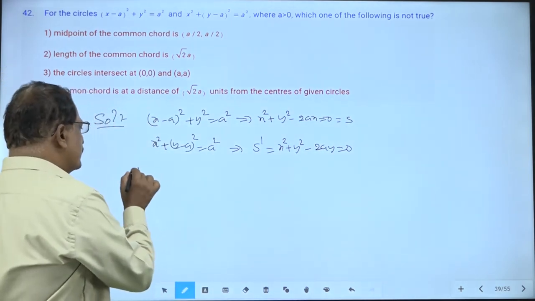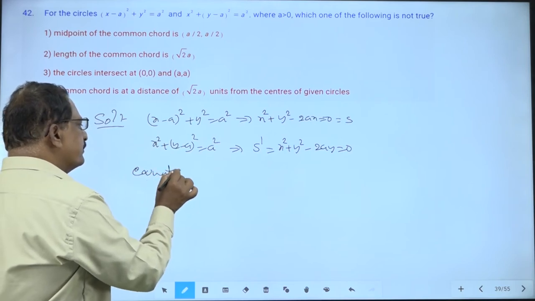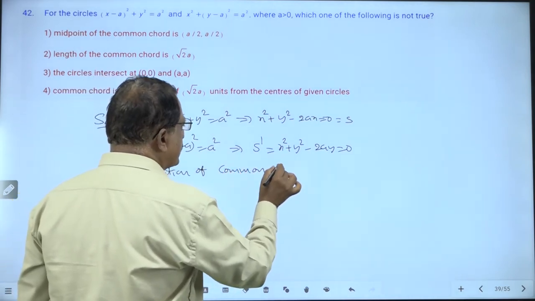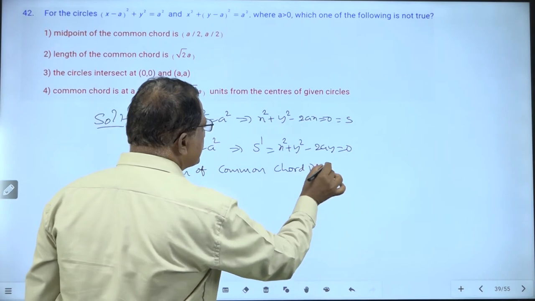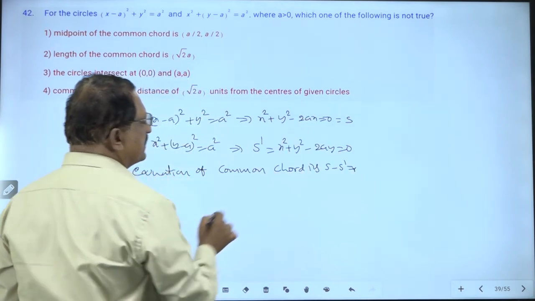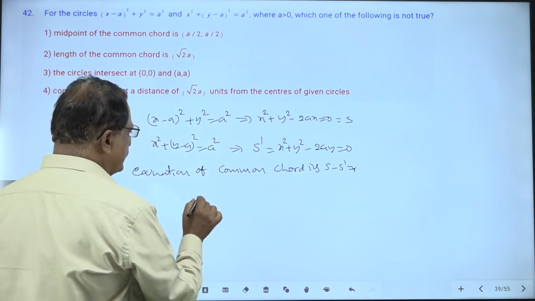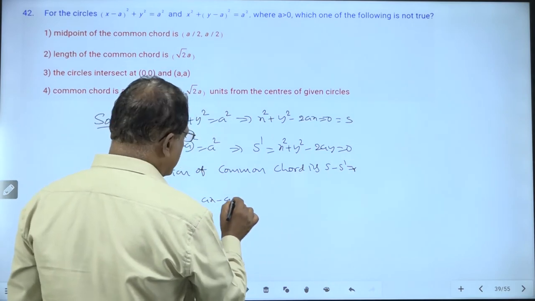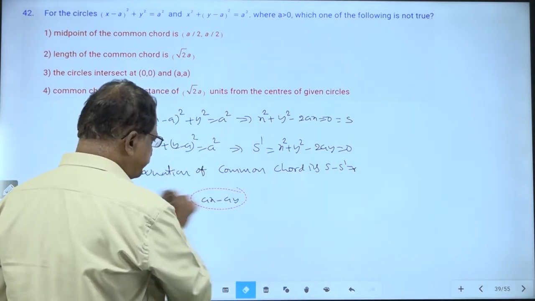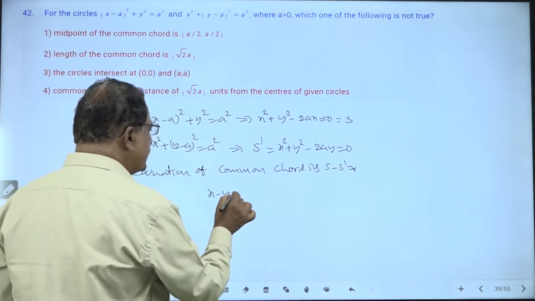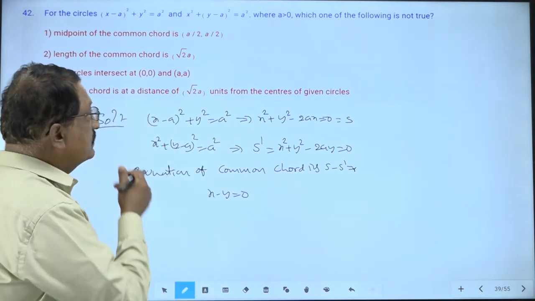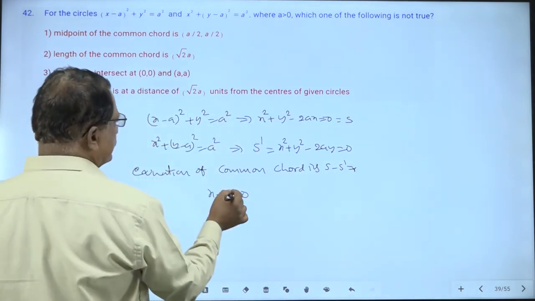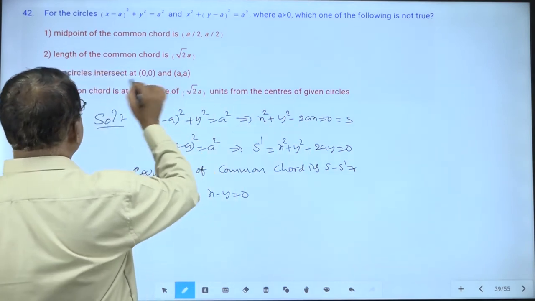Now, the equation of the common chord is S minus S dash equals 0. From one circle equation, subtract the second. How much do we get? We get ax minus ay equals 0, or only x minus y equals 0. Both circles pass through the origin, and at the point of intersection x equals y; substitute into any one of the equations.